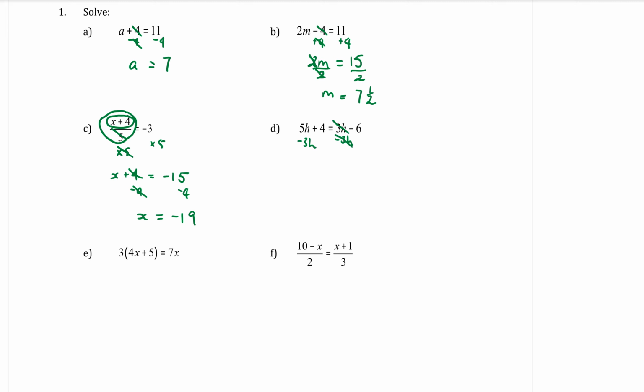5h minus 3h is 2h. I also still have the 4. And on the right-hand side, I still have the negative 6. Now it is a normal two-step equation. The first number to move is going to be the 4. Minus 4, minus 4. 2h equals minus 6 minus 4 more is minus 10. Last step is divide by 2. So h is equal to negative 5.